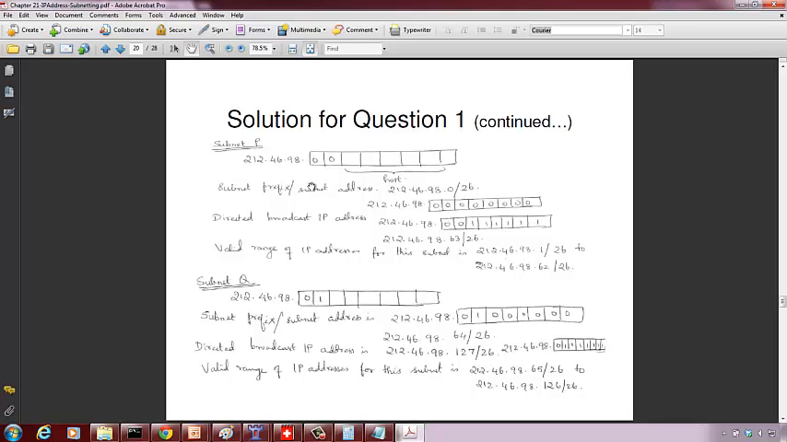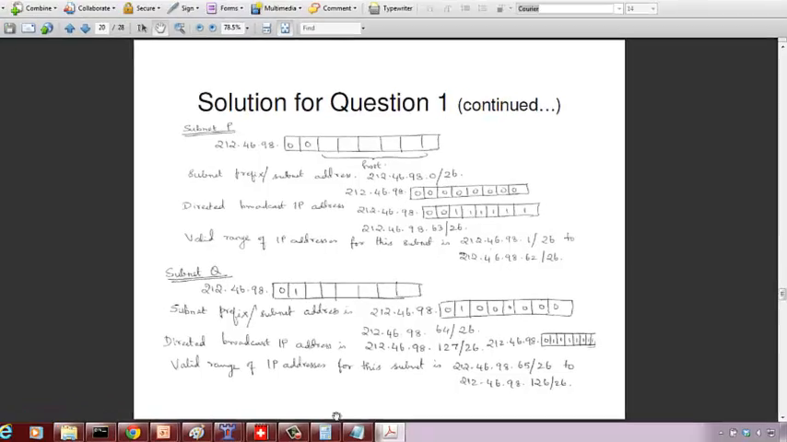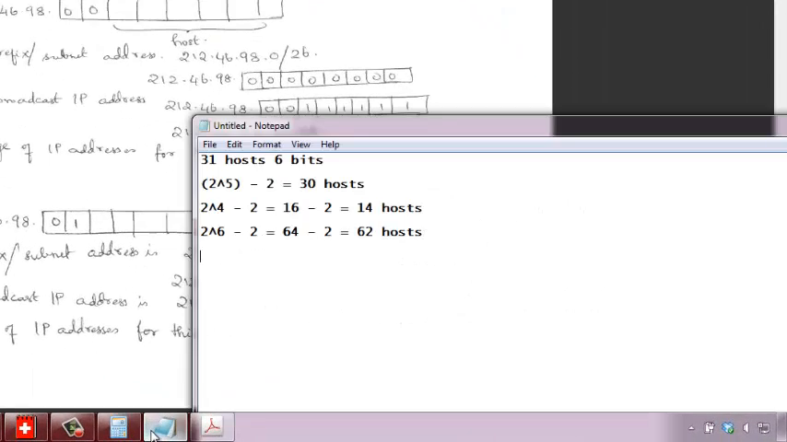Similarly, we can get the subnet prefix or subnet address by putting all the bits in the host part to be 0. So if you put all zeros over here, that will be the 6 zeros for the host part combined with the 2 zeros for the subnet part. So together all the 8 bits will be zeros. If I just write it like this, 212.46.98.0, it looks like a class C network address, right?